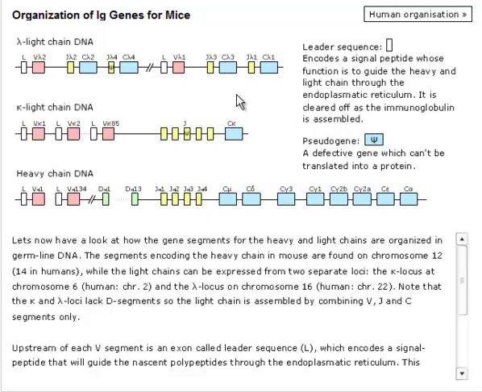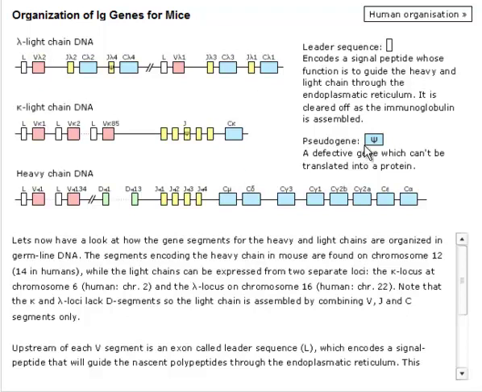So these get translated on ribosomes that are associated with the endoplasmic reticulum, and the antibodies are actually produced and housed within the ER. So they're not cytosolic. They have to get packaged into secretory vesicles so they can be presented either on the surface of the cell or exported out of the cell if they're a soluble antibody.